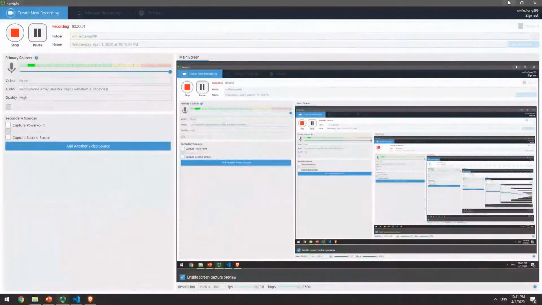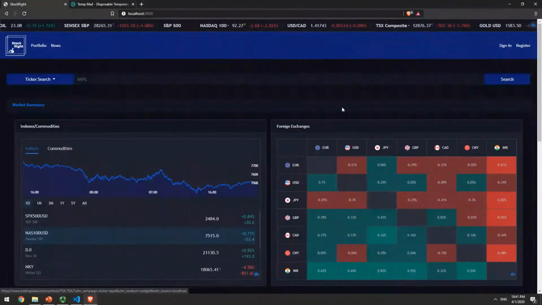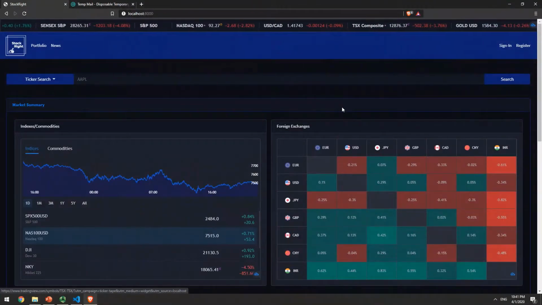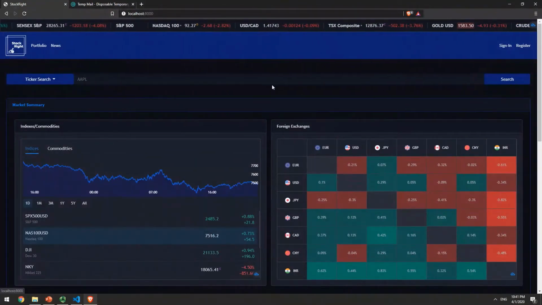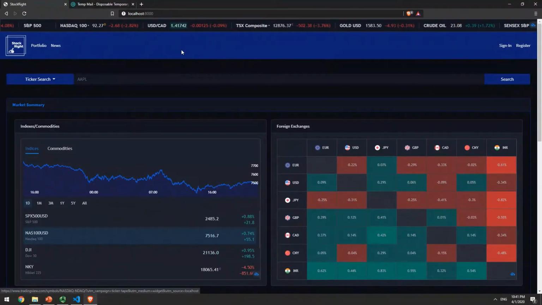Okay, so now I'll demonstrate our website, do a little bit of live demonstration. As you can see, this is the home page of our website. We have a beautiful nav bar up top with the ticker, that's a rolling ticker, which contains indices, commodities, and foreign exchange rates all combined into it. It just keeps going up top.